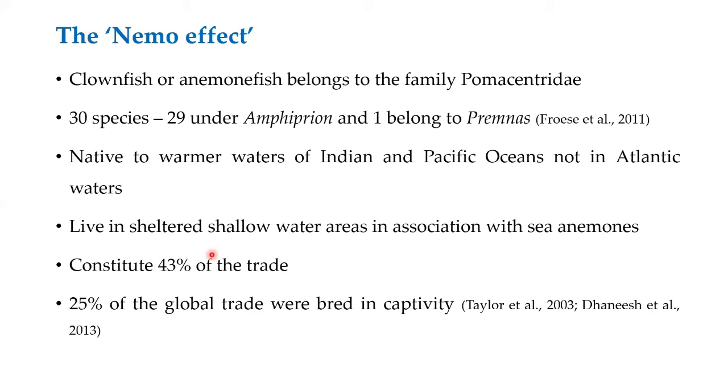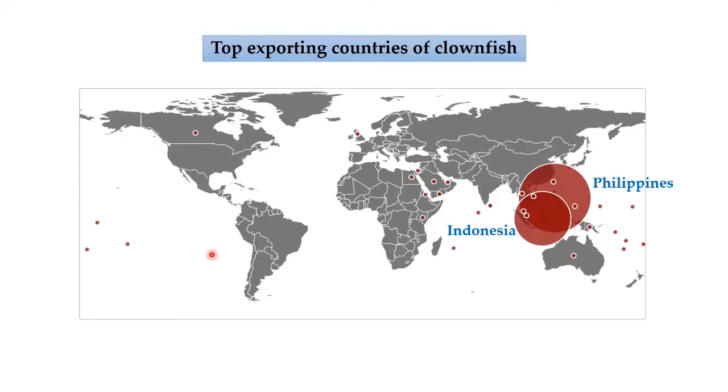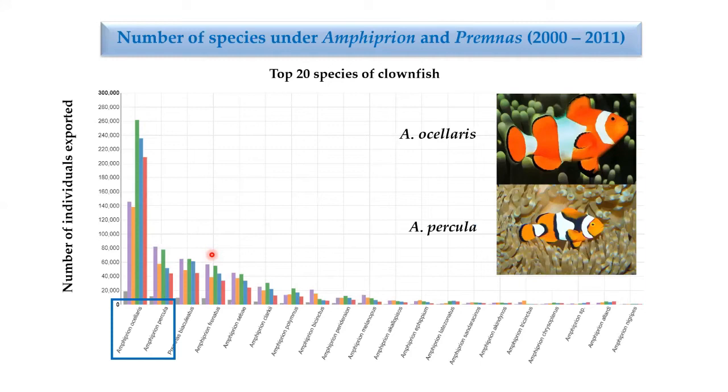And fortunately, almost 25% of the global trade organisms were bred in captivity. So there are standardized breeding protocols that are available both in India as well as abroad for maintaining the clownfishes in captivity. So the top exporting countries, as I said, are Indonesia and the Philippines. And if you look at the number of species under Amphiprion and Premnas, the top 2 species are the Nemo counterparts. One is Amphiprion ocellaris, and another one is the closely related Amphiprion percula.